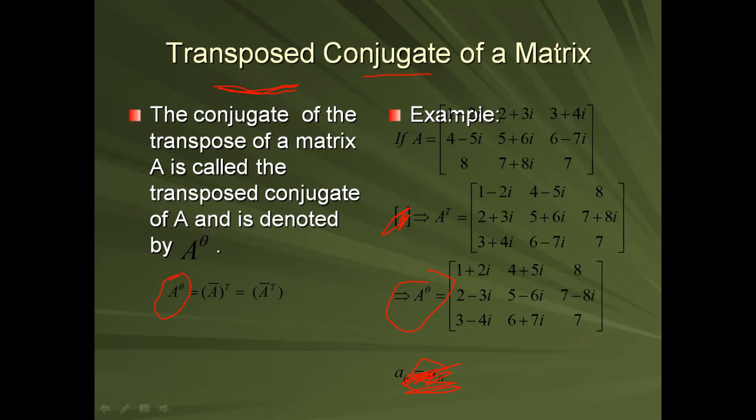I will write one small example. Let's take a 2 by 2 matrix. So let me take 3, 4i, minus i, 6. Okay, this is my matrix. Now I want A theta for this. This is my A.